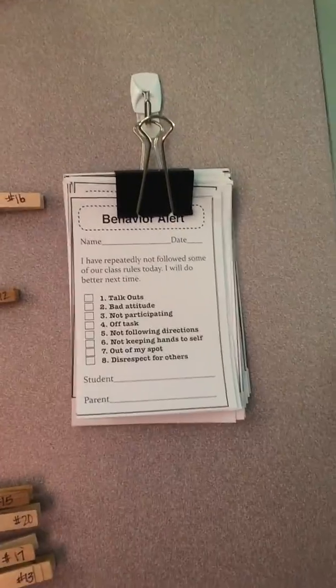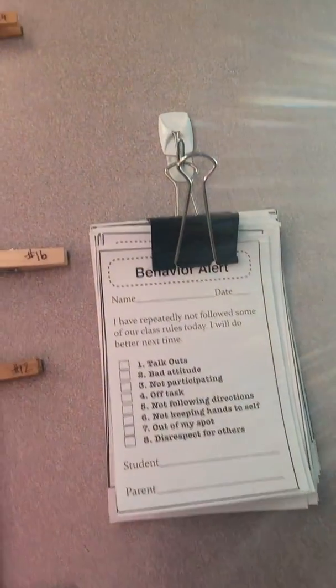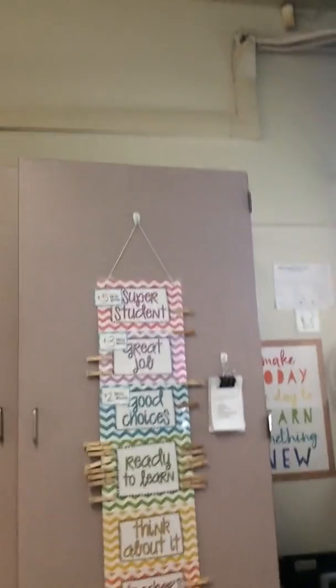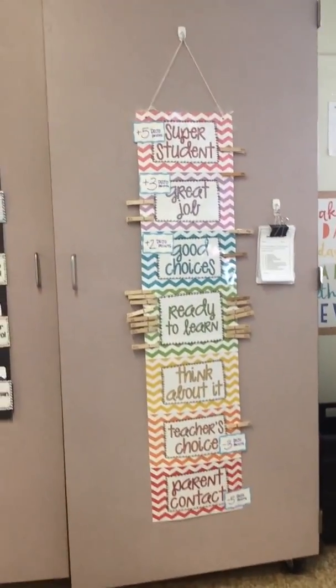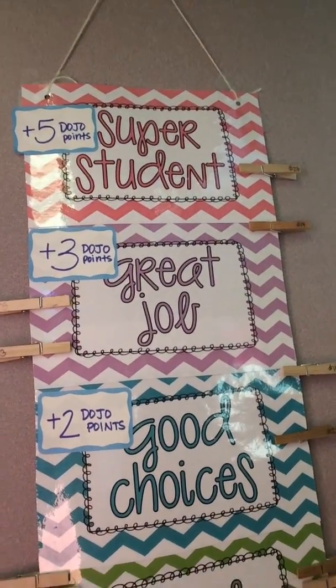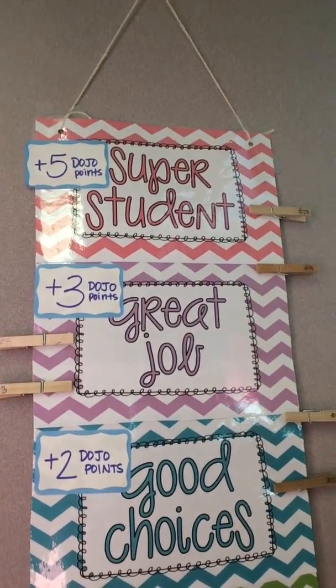If the students hit red, this farther one, they fill out a behavior alert slip. And this behavior alert slip is sent home to the students' parents and needs to be returned the next day. At the end of the day, when the students have clipped up or clipped down, there's opportunities to earn Class Dojo points, which is another behavior management system. And as you can see, if the students get great job, then they will get 3 Class Dojo points. If the students get 5, super student, they'll get 5.